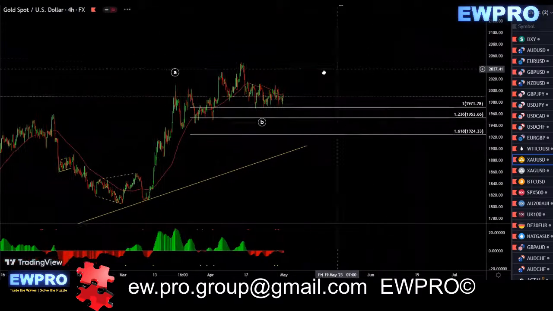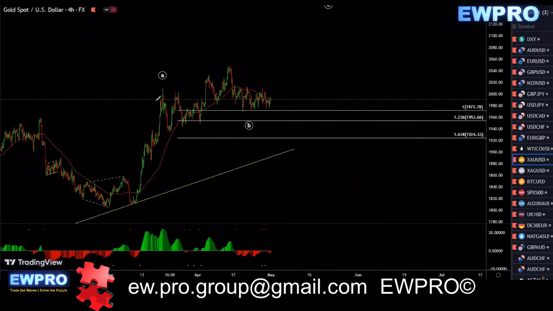On the H4, you can see what I'm looking at. It hasn't gone yet. I was looking for an A, B, C, back to the 100 fib. It bounced off the 100 fib, and it's just staying on this 100 fib. Any sort of buy setup, I'd be looking for the buy for that C up.